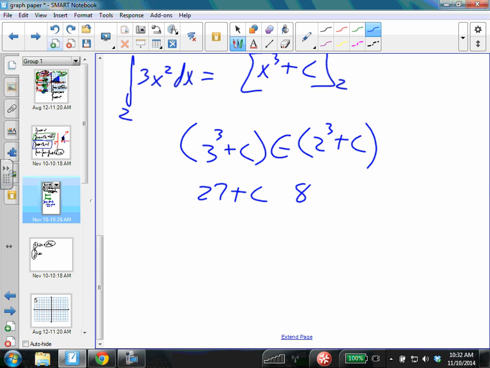Okay, but now this negative sign right here is the most important thing I want to make sure we get across, is that it has to be distributed. So minus 8 minus C. Okay, minus 8 minus C. And look what's going to happen to these two C's. What's going to happen with them? They cancel out. And that will happen every single time. Because of the way this thing is set up with f of b minus f of a, the C's will cancel one another out every single time. Therefore, do you think we have to include them?